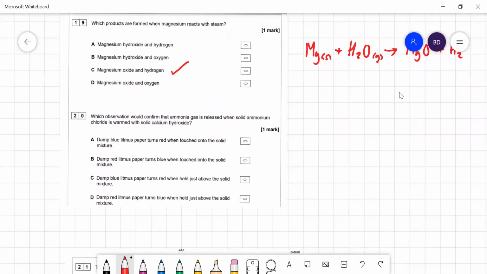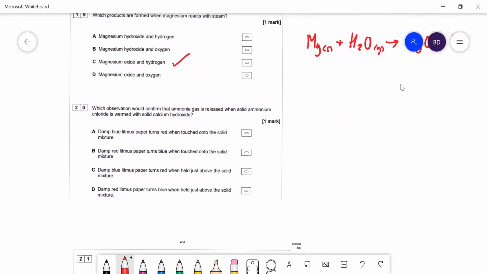Okay, 20. Which observation would confirm that ammonia gas is released? The reaction is neither here nor there. We don't need to know about that reaction. We're just testing for NH3 gas, right? That will dissolve in water to form an alkaline solution. So if you have damp red litmus, it will turn it blue. So damp red litmus paper turns blue.